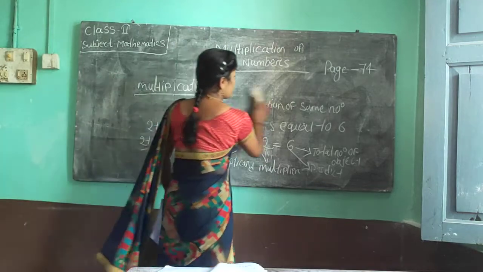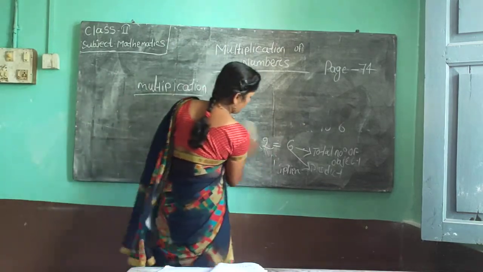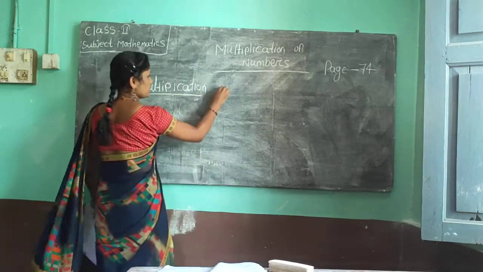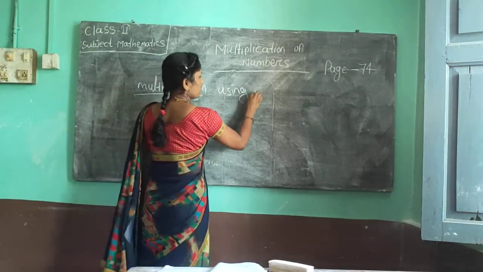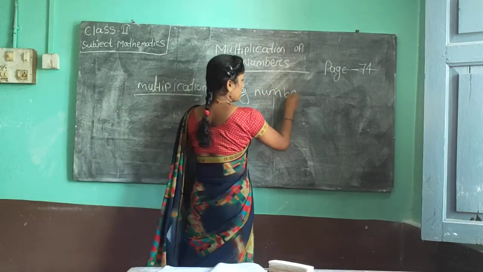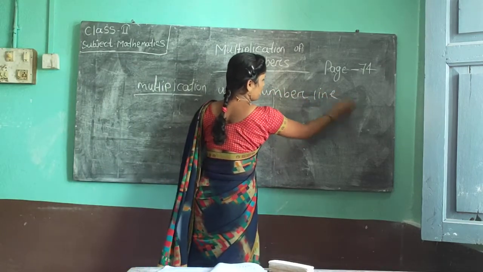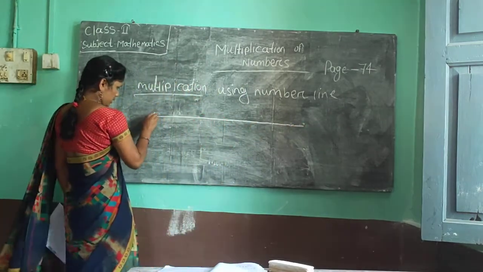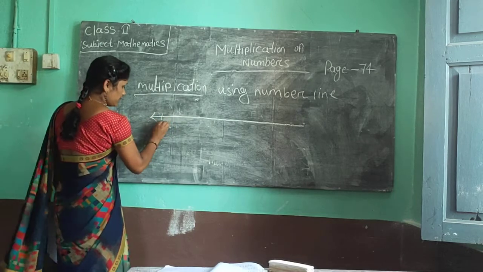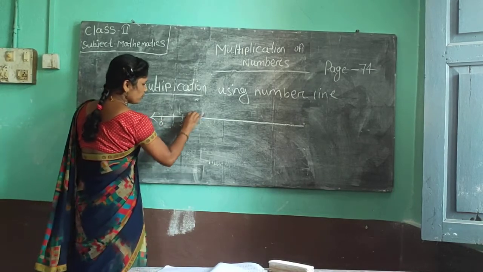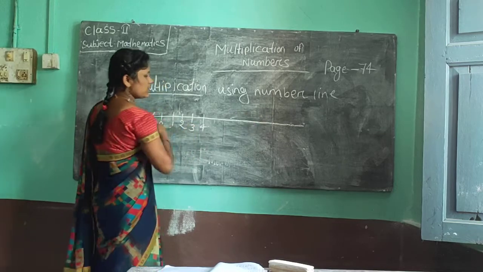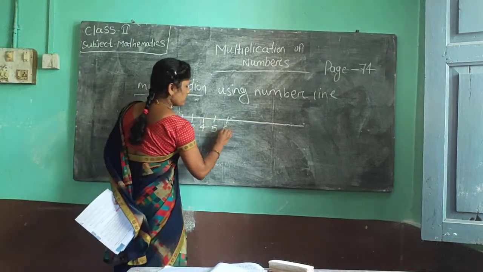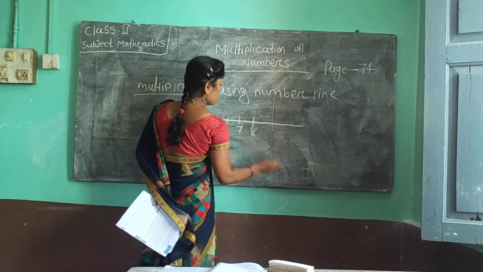Multiplication using number line. How to multiply through number line? That means multiplication using number line. Number line means you know what? Draw a line. Number line starts from 0. Okay, like 0, 1, 2, 3, 4, and so on. This is a number line. Okay, how to do multiplication? So write first: number line contains numbers.